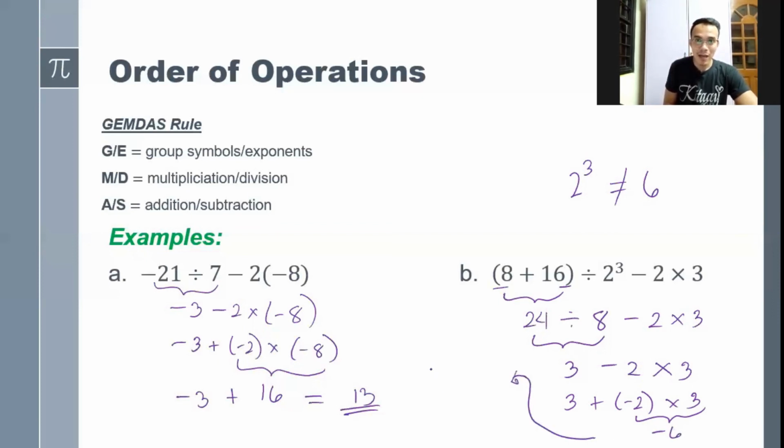And finally, we have 3 plus negative 6. We're adding two numbers with different signs, so we have to subtract their absolute values. What's the difference between 6 and 3? It's 3. And what is the sign of the bigger number? It's negative. So the final answer is negative 3.